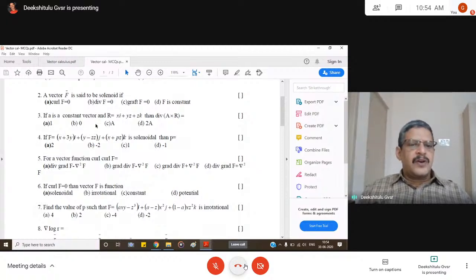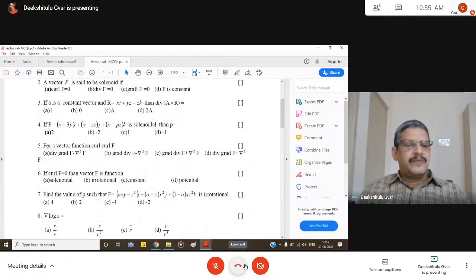If A is a constant vector and R is equal to xi plus yj plus zk, then you can find the divergence of A cross R. Take A is equal to A1 i plus A2 j plus A3 k, where A1, A2, A3 are constants. R is xi, yj, zk. Then find A cross R, then the divergence of A cross R. Do it. If F is equal to (x plus 3y) i plus (y minus 2z) j plus (x plus pz) k is solenoidal, then what is the value of p? Solenoidal, you know what is solenoidal. So if you apply the principle, you will get the value of p.